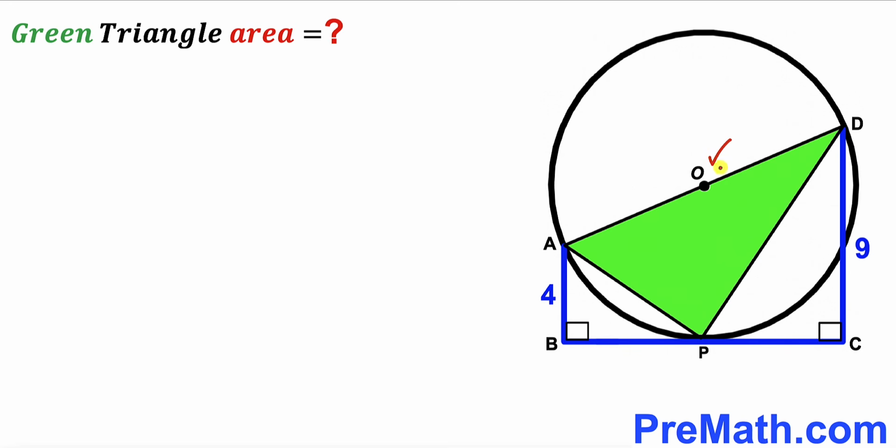In this video, we have this green shaded triangle APD fully inscribed in a circle with center O, as you can see in this given diagram, such that AD is the diameter of this circle, and moreover ABCD is our trapezoid, with the point P as the point of tangency. Furthermore, this segment AB has length 4 units, and the segment CD has length 9 units. Our task is to calculate the area of this green shaded triangle APD.